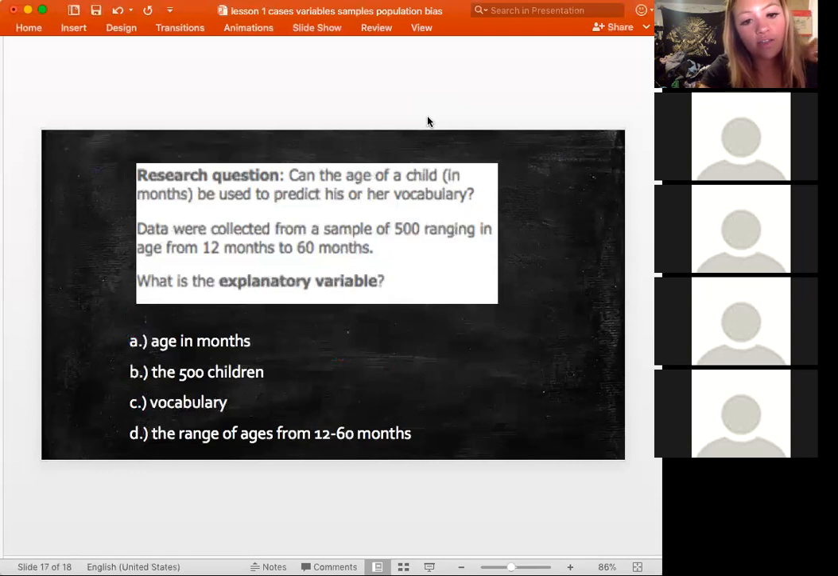Okay, so what is the explanatory variable here? Read through these options and let me know what you think the answer is, and we'll go over it.